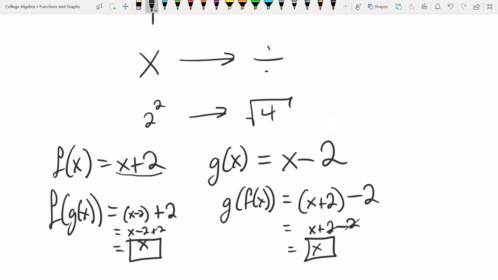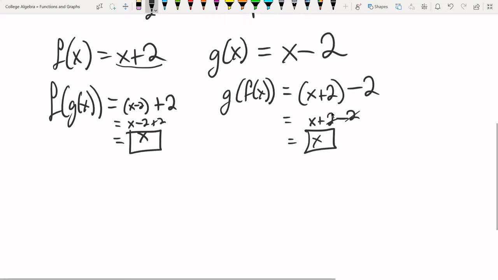This is the definition of an inverse. They both have to be true, not just one. One of them can be true, but if the other one is not true, then it is not an inverse.